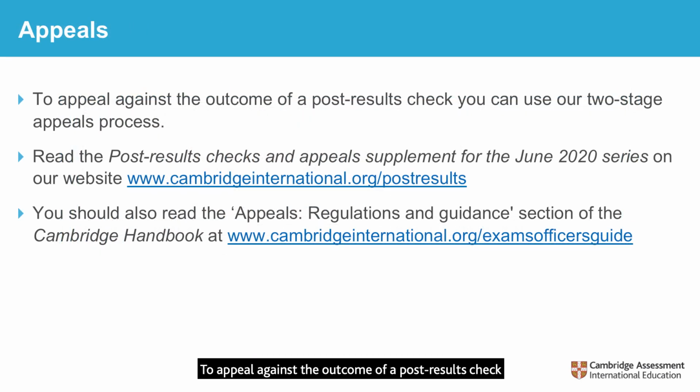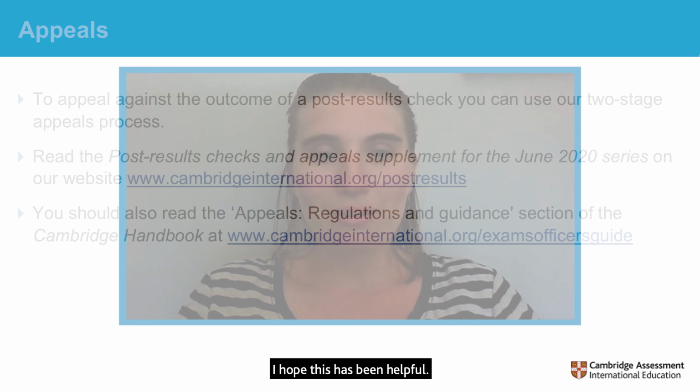To appeal against the outcome of a post-results check, you can use our two-stage appeals process. For more information, please read the Post-Results Checks and Appeals Supplement for the June 2020 series, Supplement to the Cambridge Handbook, which you can find on our website, cambridgeinternational.org/postresults. You should also read the Cambridge Appeals Regulations and Guidance section of the Cambridge Handbook, which can be found at cambridgeinternational.org/examsofficersguide.